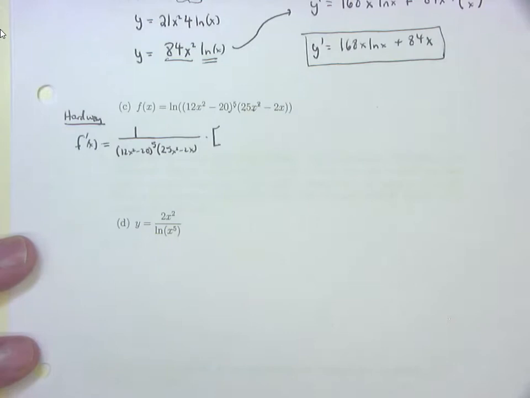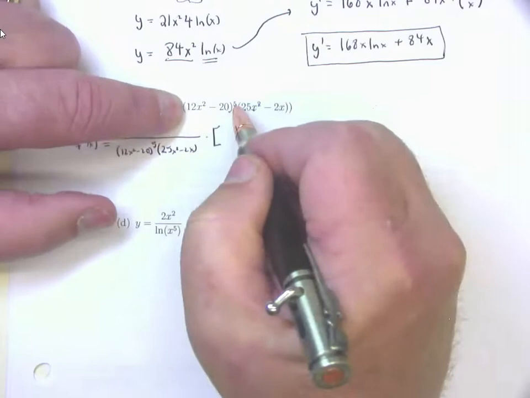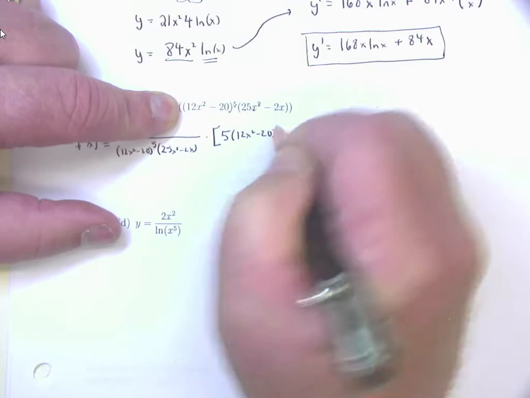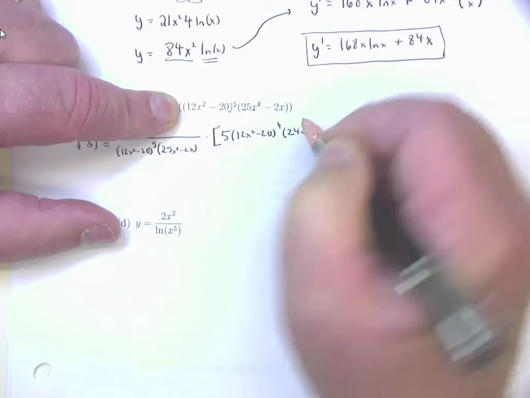Well, that times in the middle, it's a product rule. Derivative of the first times the second plus the first times derivative of the second. Derivative of the first guy, you've got to use the chain rule. That 5 pops out front, the inside 12x squared minus 20 stays the same, raised to the fourth, times derivative of the inside. Derivative of 12x squared is 24x, derivative of 20 is 0.